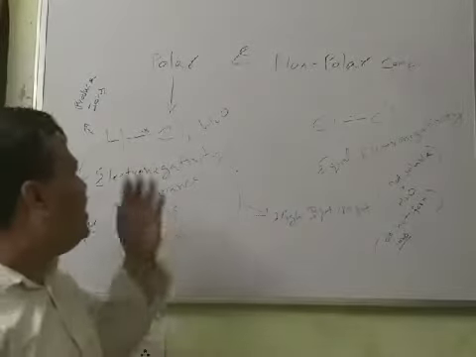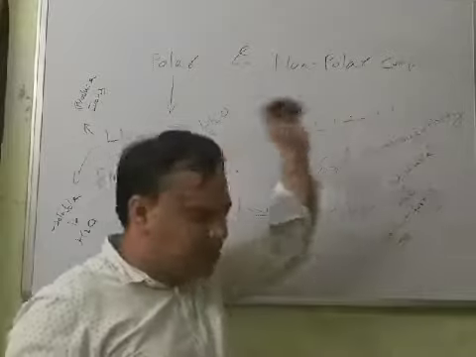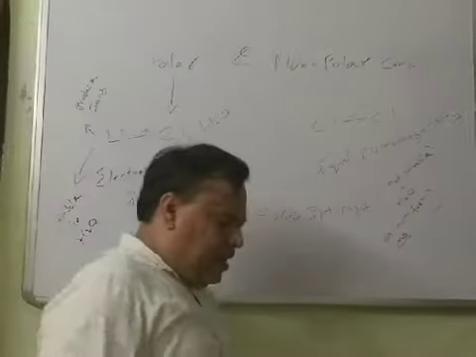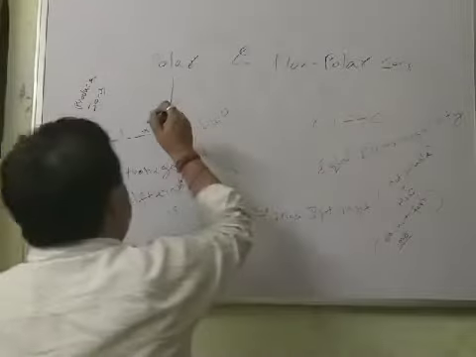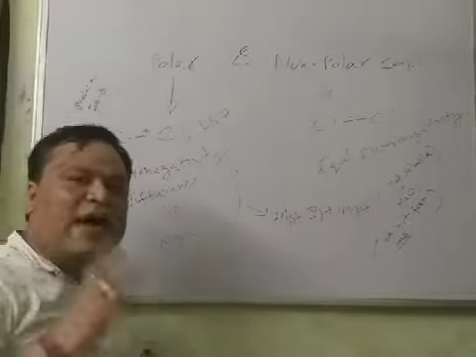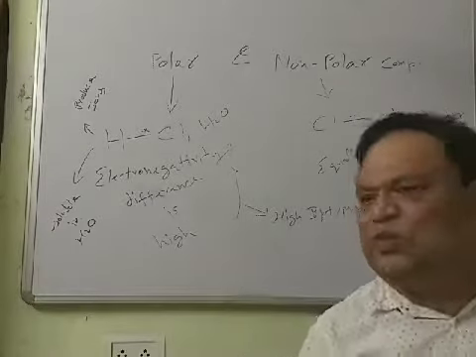Now, I have one compound here, this is HCl, and I have one more compound here, which is Cl2, chlorine. Now, you can see chlorine is non-polar and HCl is polar. Why so? Why is Cl2 non-polar but HCl polar?